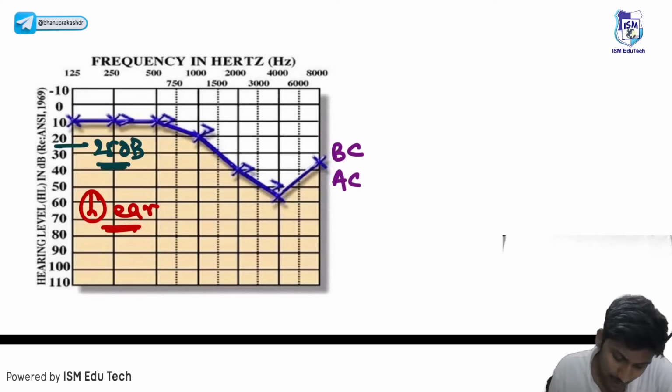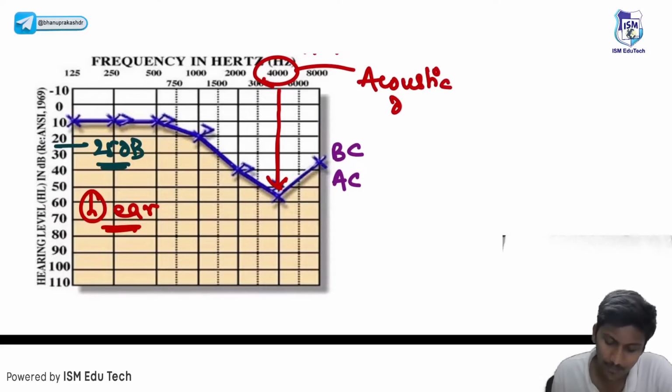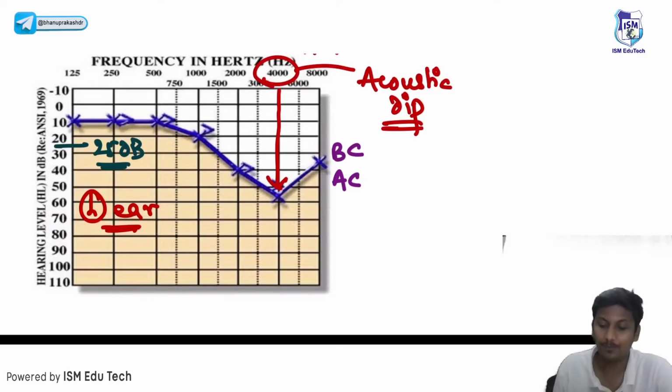But at one point, what happens? At one point, you are able to see a dip in the air conduction as well as bone conduction. And what is that point? It is actually 4000 hertz. So in air conduction and bone conduction, if you see a dip at 4000 hertz, it is known as the acoustic dip. And where are we able to see this acoustic dip? Can anybody tell me?